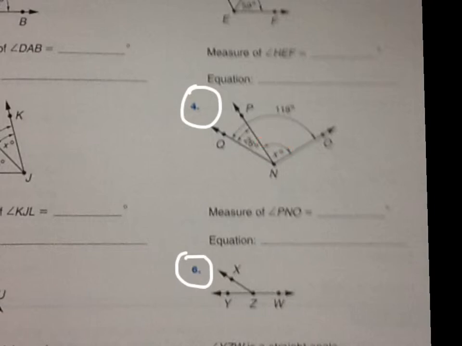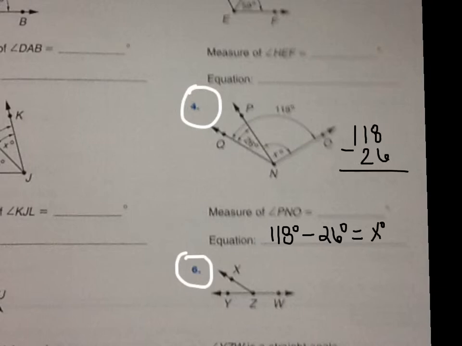So we can figure that out by taking the whole thing minus this small angle to equal what's left over here. So for my equation, I could write 118 degrees, which is my whole angle, minus 26 degrees equals x degrees. And then I can figure that out by actually doing the subtraction. 118 minus 26. 8 minus 6 is 2. And then the 1 becomes an 11. 11 minus 2 is 9. So I know that the measure of PNO is 92 degrees.